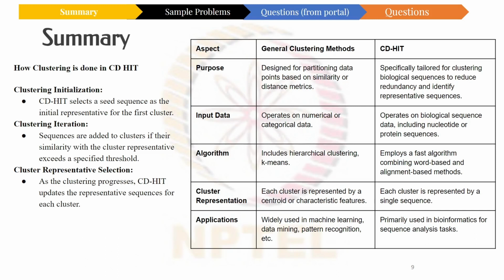In general clustering methods, each cluster is represented by a centroid or a characteristic feature summarizing the data points within the cluster. Whereas in CD-HIT, each cluster is represented by a single sequence, aiming to capture diversity while minimizing redundancy. So how are we able to capture diversity when we are removing the sequences from the initial data set? The clusters are made in such a way that the sequences within the cluster are very similar to each other, and the sequences among the clusters are very different. So we are removing the redundancy but still maintaining the diversity.